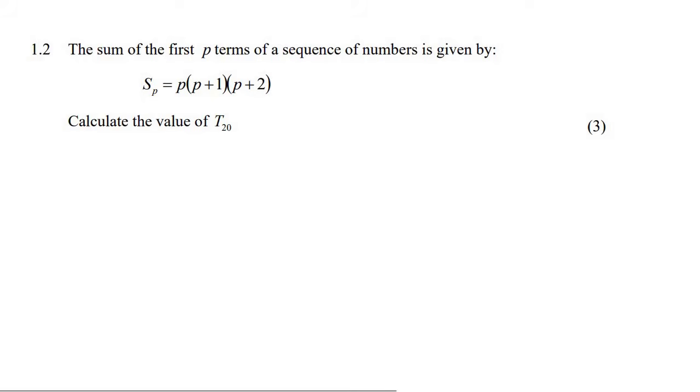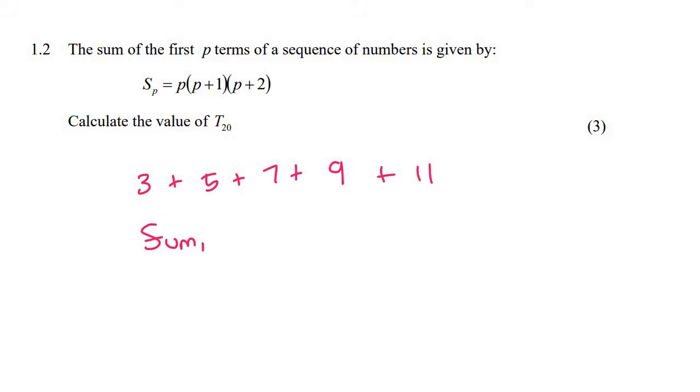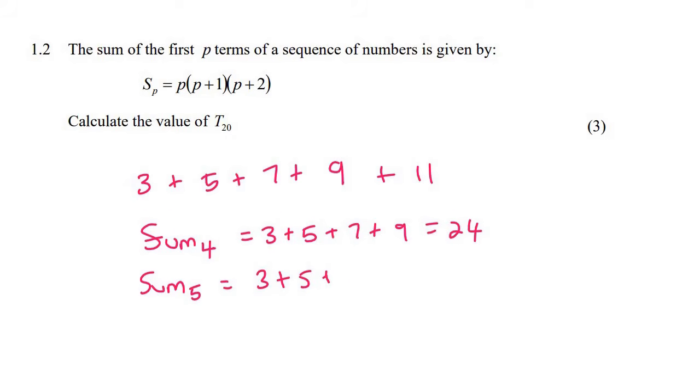For this question, you need to know that there's a very important mathematical property with patterns. And that is the following. Let's say I've got the sequence 3 plus 5 plus 7 plus 9 plus 11, for example. If I work out the sum of 4 terms, then that's going to be 3 plus 5 plus 7 plus 9, which is 24. If I work out the sum of 5 terms, that'll be 3 plus 5 plus 7 plus 9 plus 11. And that's going to give me 35.